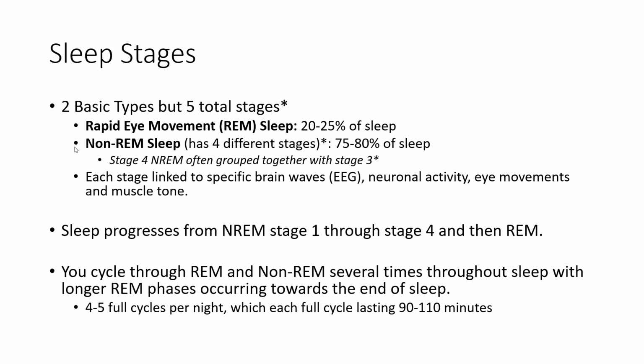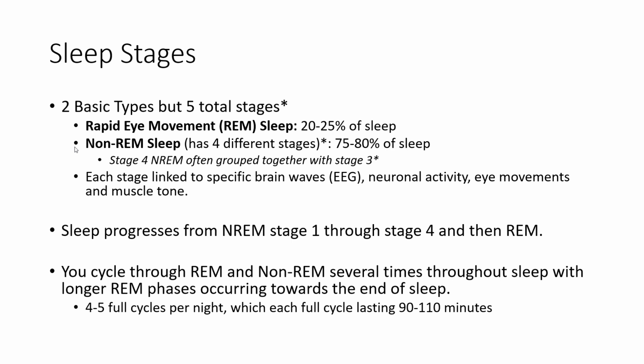And then there is non-REM sleep, so non-rapid eye movement sleep, which comprises about 75 to 80% of sleep, the majority of what we do when we sleep. And you might often see that stage 4 and stage 3 of non-REM sleep are grouped together, but for the purpose of this class and what you see generally throughout the literature, there are 4 stages. So there are 4 stages of NREM sleep.